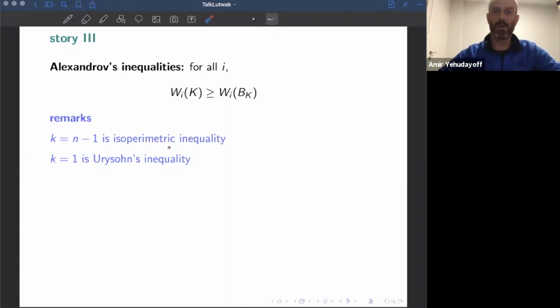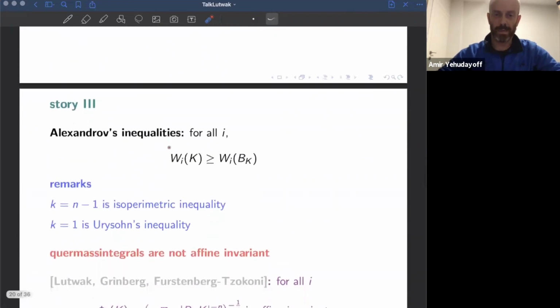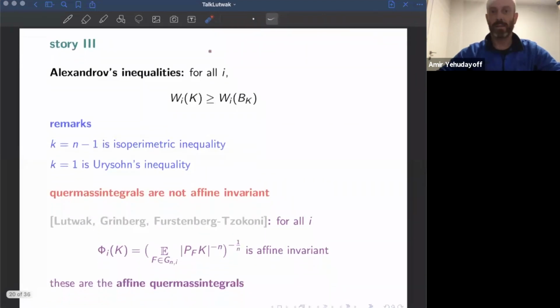And now, as before, these numbers are not affine invariant, as we saw before. And now come the affine Quermassintegrals. Just replace this number with its minus nth power. You get a different measurement.